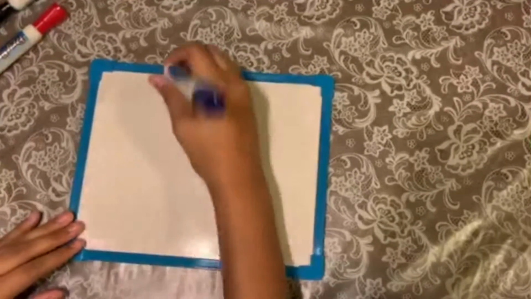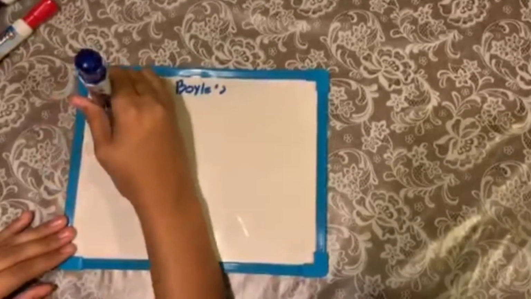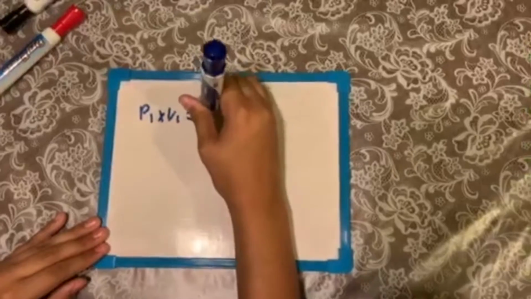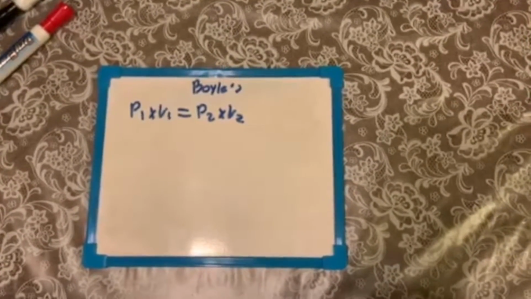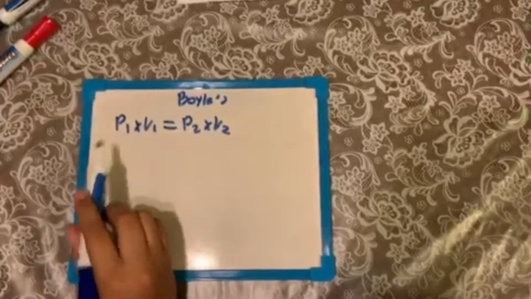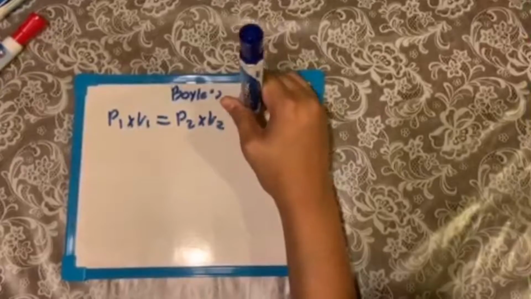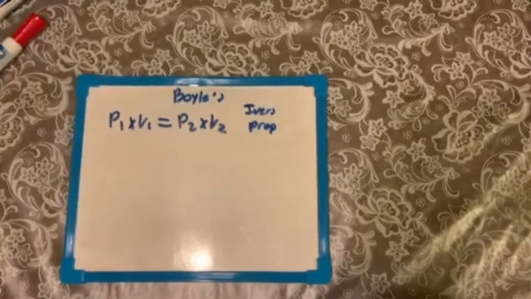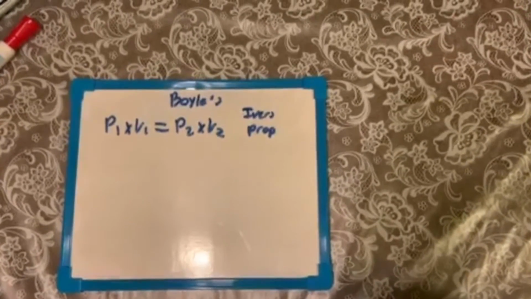First, we're going to be starting with Boyle's Law. Boyle's Law states that pressure 1 times volume 1 is equal to pressure 2 times volume 2. What this law states is that pressure and volume are inversely proportional. This means if one rises, the other one decreases. Let me show you Boyle's law in an example problem.